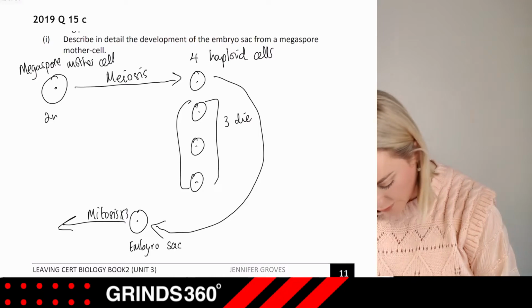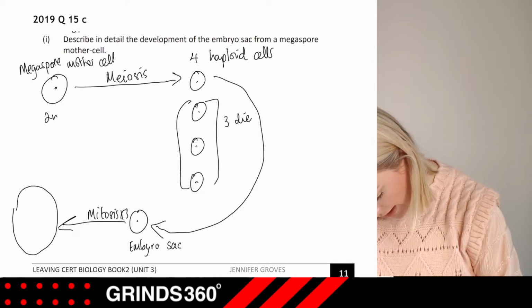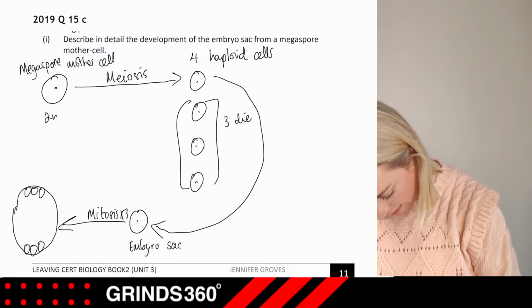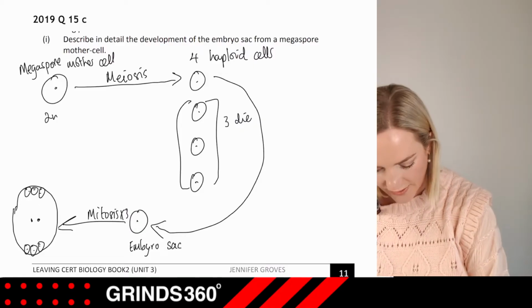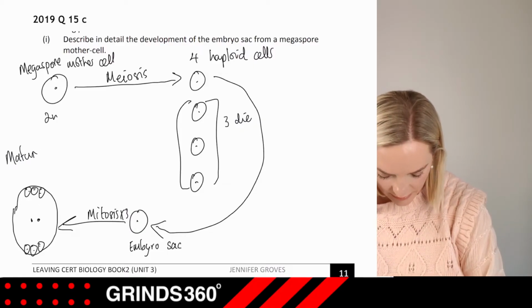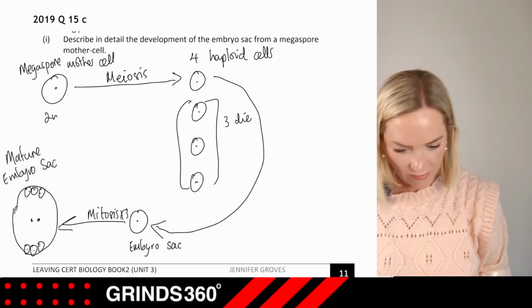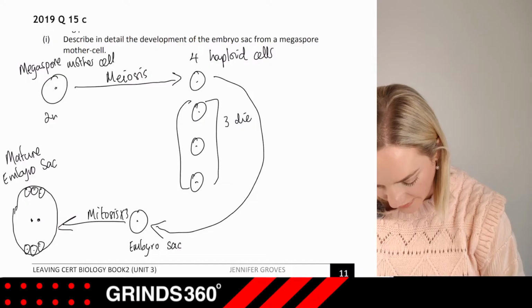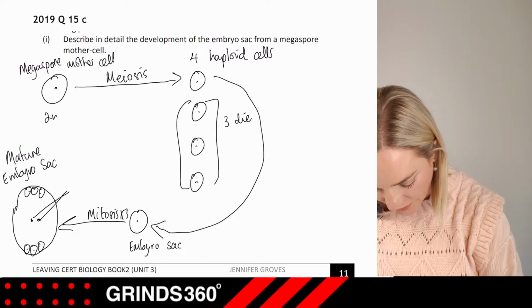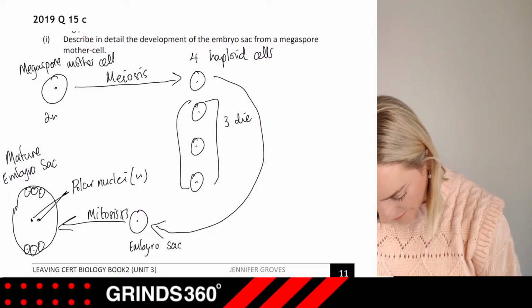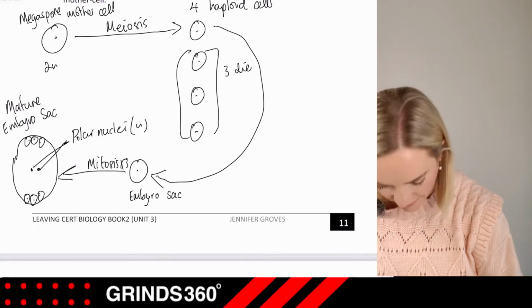So then my mature embryo sac, we have 8 nuclei, 1, 2, 3, 4, 5, 6, 7, 8. So I'm going to call this our mature embryo sac. And the 2 nuclei I'm concerned about are here in the center, which is your polar nuclei, which are haploid, and then here, sorry, I'm running out of space.